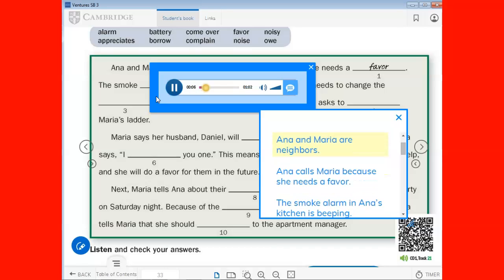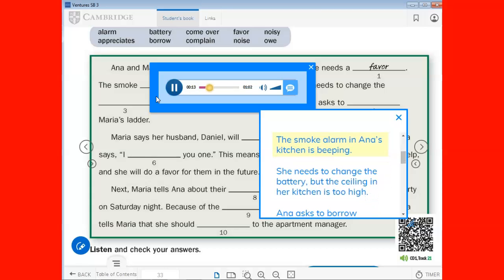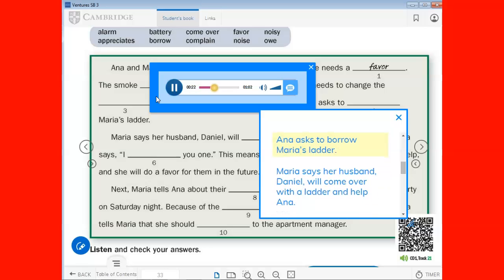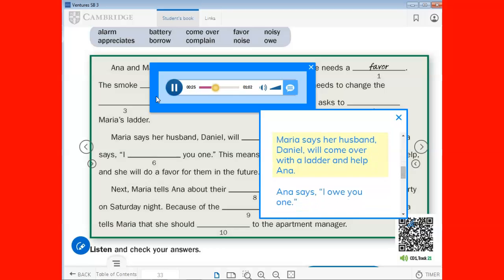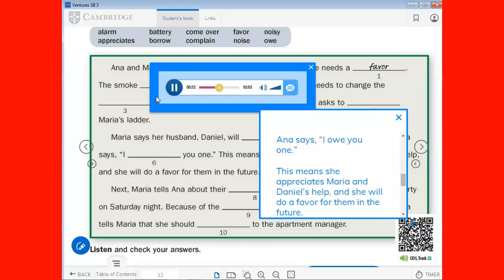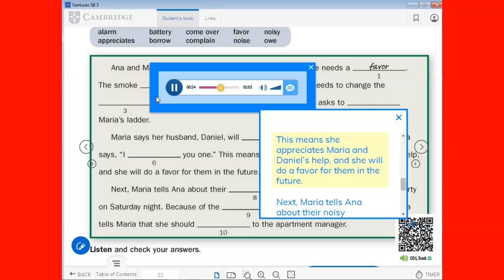Anna and Maria are neighbors. Anna calls Maria because she needs a favor. The smoke alarm in Anna's kitchen is beeping. She needs to change the battery, but the ceiling in her kitchen is too high. Anna asks to borrow Maria's ladder. Maria says her husband, Daniel, will come over with a ladder and help Anna. Anna says, I owe you one. This means she appreciates Maria and Daniel's help, and she will do a favor for them in the future.